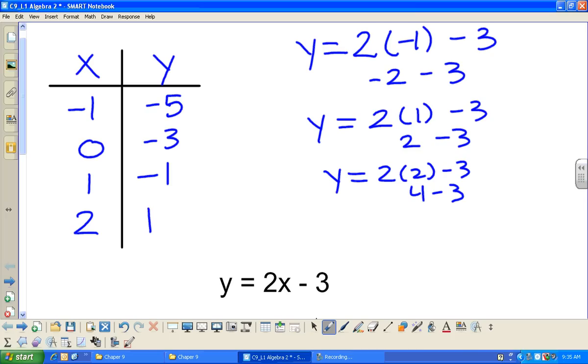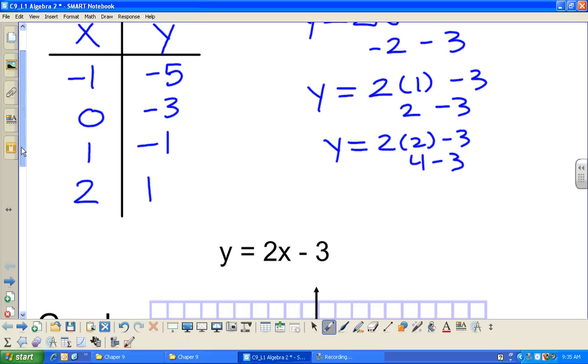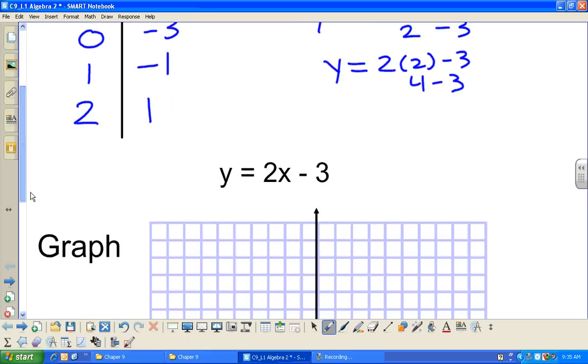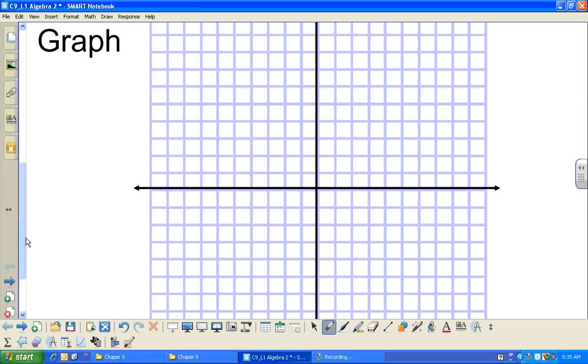When I'm graphing and I already have my t-table made, you can do this one of 2 ways. You can plot your points, -1, -5; 0, -3; 1, -1; 2, 1. And then extend your line and make sure to write arrows at the end.